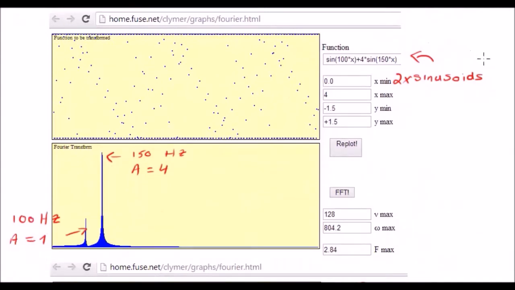Moving on, let's add two sinusoids. So we would expect in the frequency domain to get two peaks, with peaks of particular heights for the amplitudes. So we get a peak at 100 Hz and we get a peak at 150 Hz, which is exactly what we had up here. And note in fact that the amplitudes are also proportional, namely 1:4.